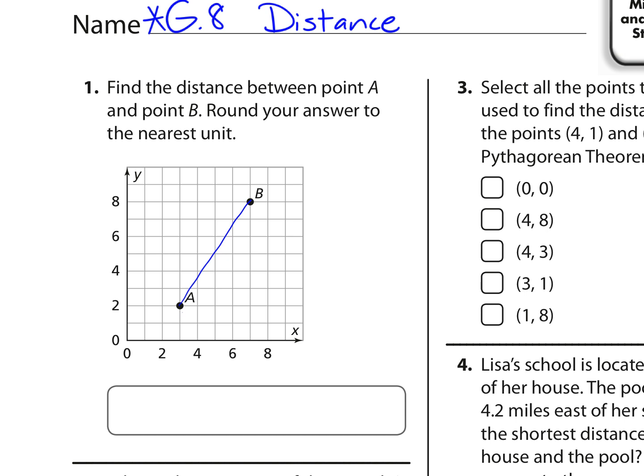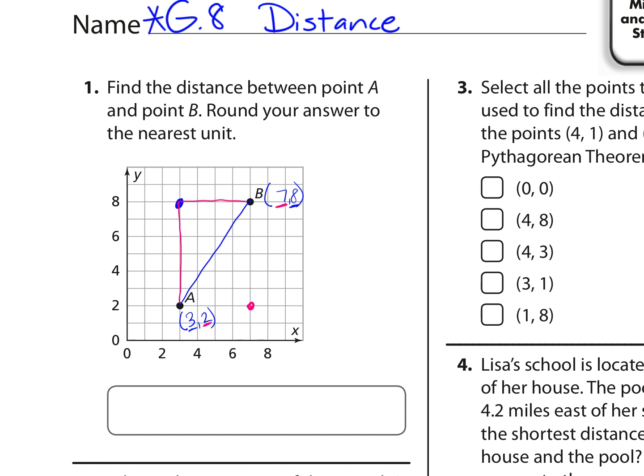I could look at point A and say, well, okay, that's the point 3,2. Point B is the point 7,8. I could take the x-coordinate from point A and the y-coordinate from point B, 3,8, and I've got a third point. I could also take the x-coordinate from point B and the y-coordinate from point A. I get the point 7,2, and there's a third point. So I could use either of those to complete my right triangle. I think I'll take this top one.